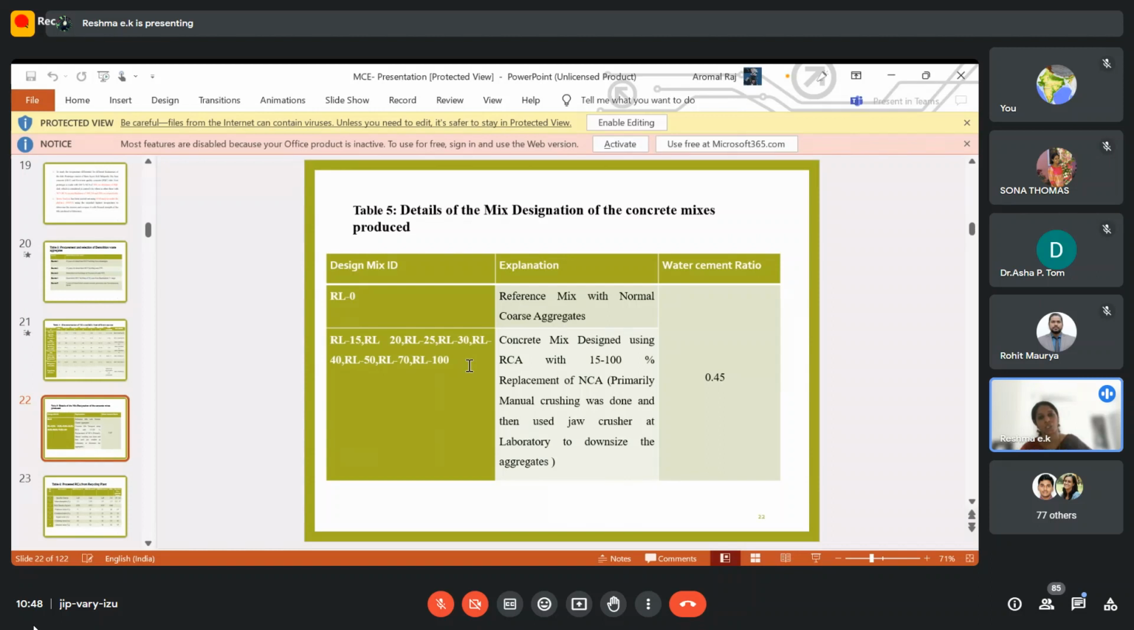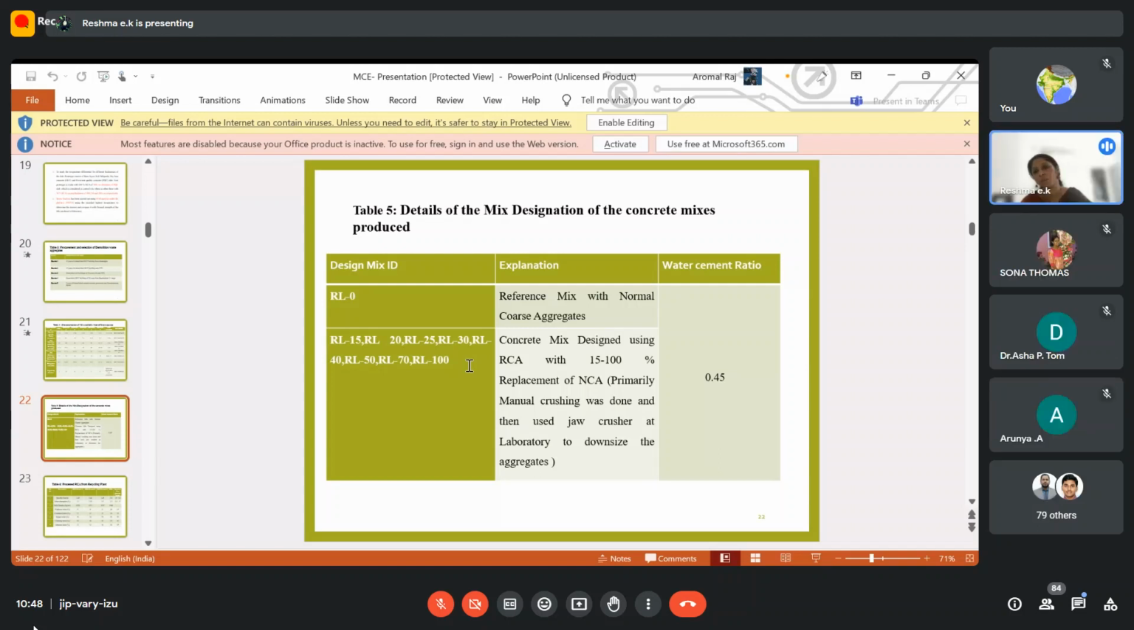That was my intention of giving an interval of only 5%, but I shouldn't have given that. That reflected in later studies. So I think every time it should be 10, 20, 30, 40, 50, some uniform interval we should be keeping. And here the water cement ratio used is 0.445.